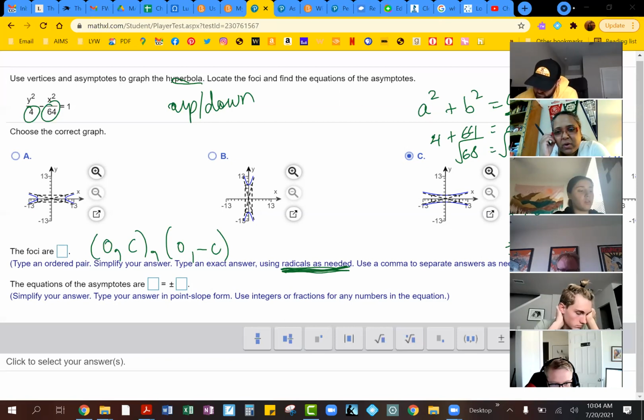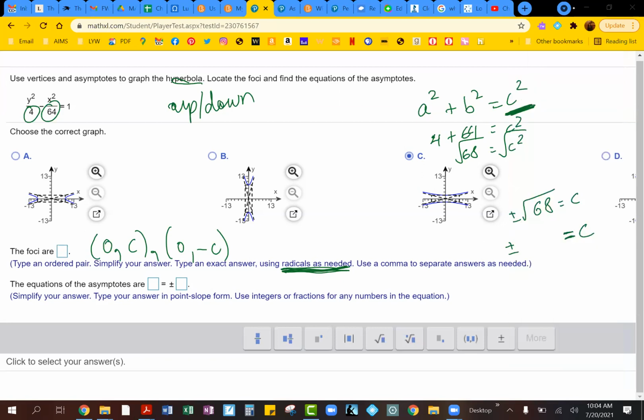So anybody know what that square root of 68 will simplify into? 2 square root of 17. Yeah, very nice. Very good. So 68 can actually be broken down into 4 times 17. The square root of 4 will come outside as 2. And, of course, 17 doesn't break down, so that continues to stay inside the radical.